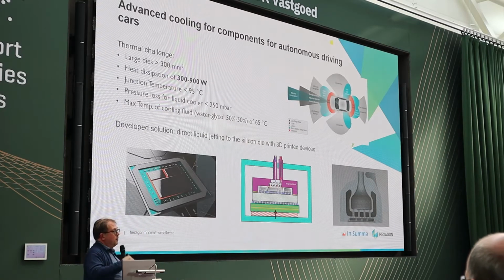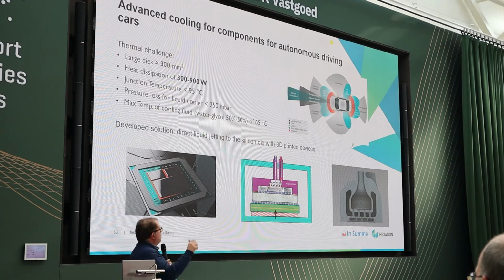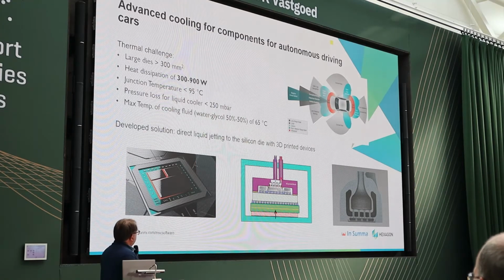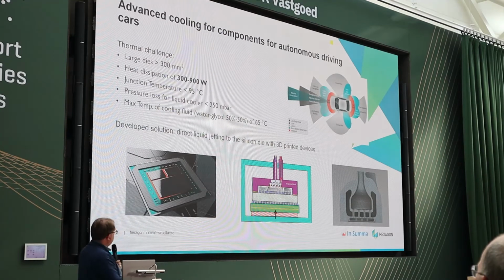Automotive means that the temperature of the liquid can be 65 degrees, which is the outside temperature, and the temperature of the chip should not be higher than 95. So a very small window, a lot of power. Therefore we were investigating jetting a liquid, a poly liquid, directly to the backside of the die to get the heat away.